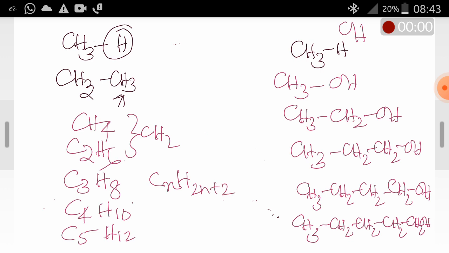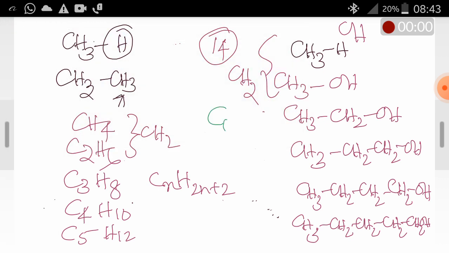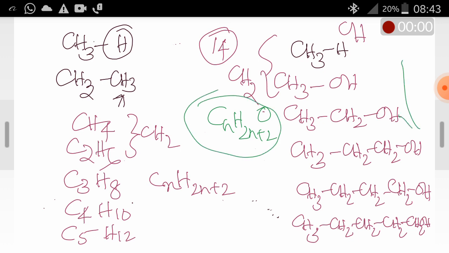The same way here also, you can take the difference between two adjacent molecules will be CH2. You can even take the atomic mass difference will be 14, and it could be represented by a molecular formula, that is CnH2n+2O. That is the general formula of this set of compounds.